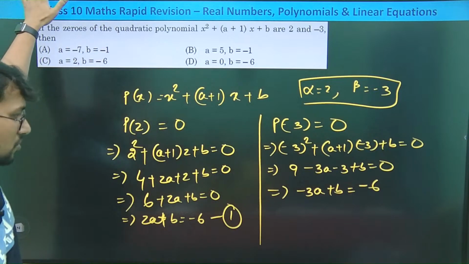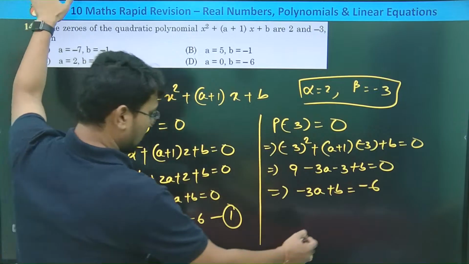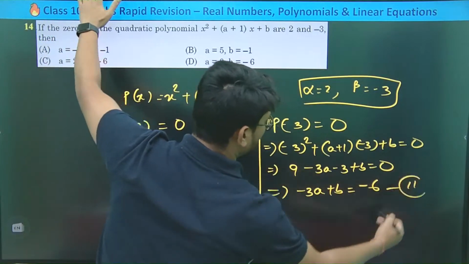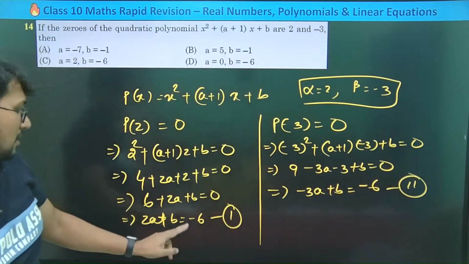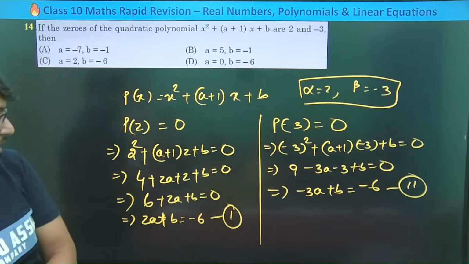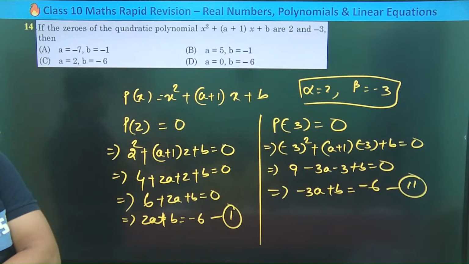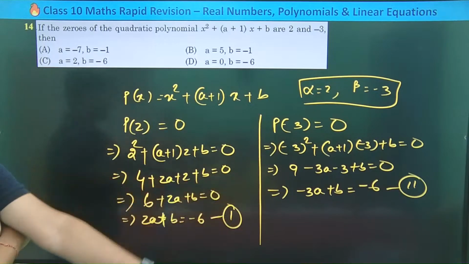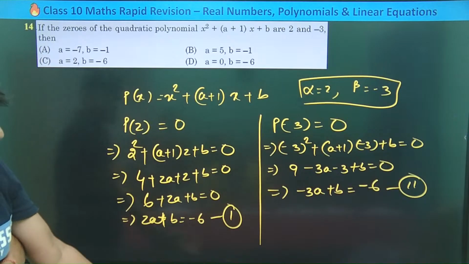Let us solve these two equations. So it is equation 2. Apply the elimination method, children. What will you do, add or subtract? Subtract. If you subtract, b will cancel. Let us subtract now.